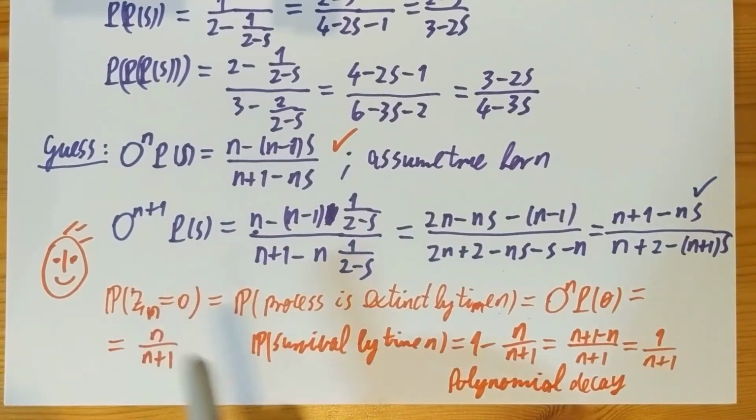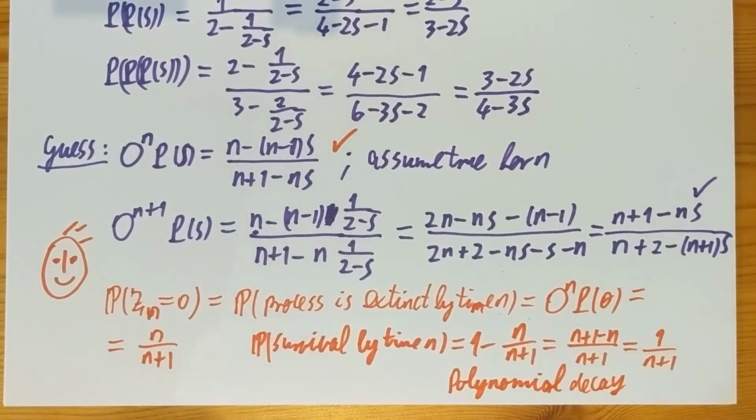The limit of this probability is the extinction probability. The limit of this probability is 1. The limit of the survival probability is 0. So the process will get extinct with probability 1. But the way to get there, the convergence to get there, is only polynomial. It's only like the reciprocal of n, which is quite slow.